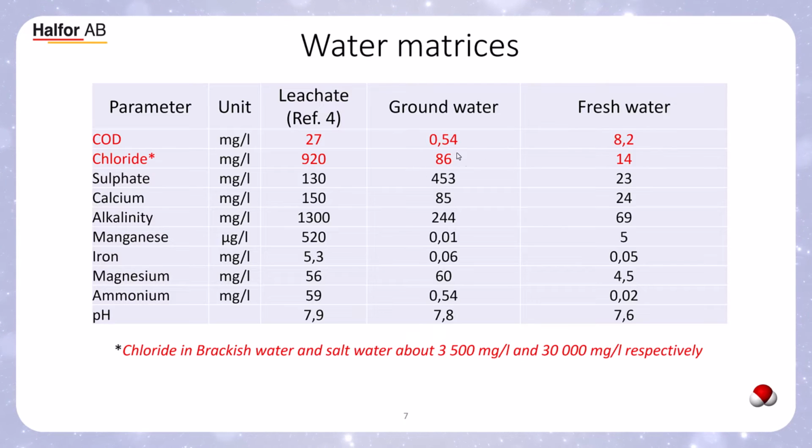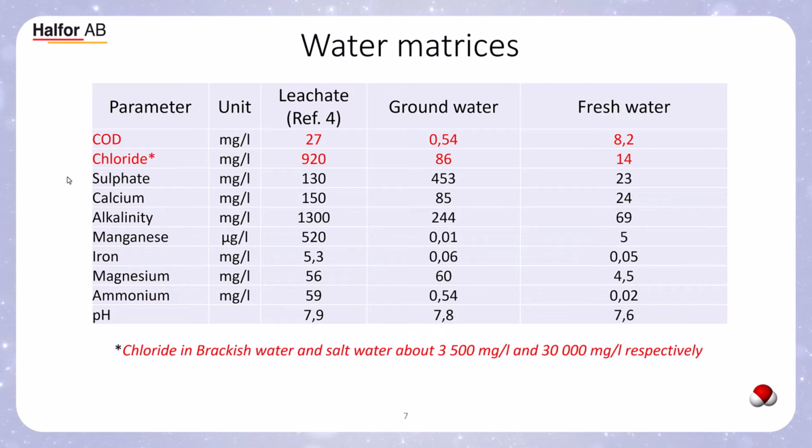The chloride content in this groundwater was a little bit elevated, but it's still very low compared to leachate water. In regard to chloride content, just a note for the brackish water side, which will run you about 3,500 milligrams per liter, for example, the Baltic Sea. And if you have a salt water, that would be the Mediterranean, Atlantic, you will be running about 30,000 milligrams per liter. So the chloride, of course, has a very high impact on the TDS content of your water matrices.